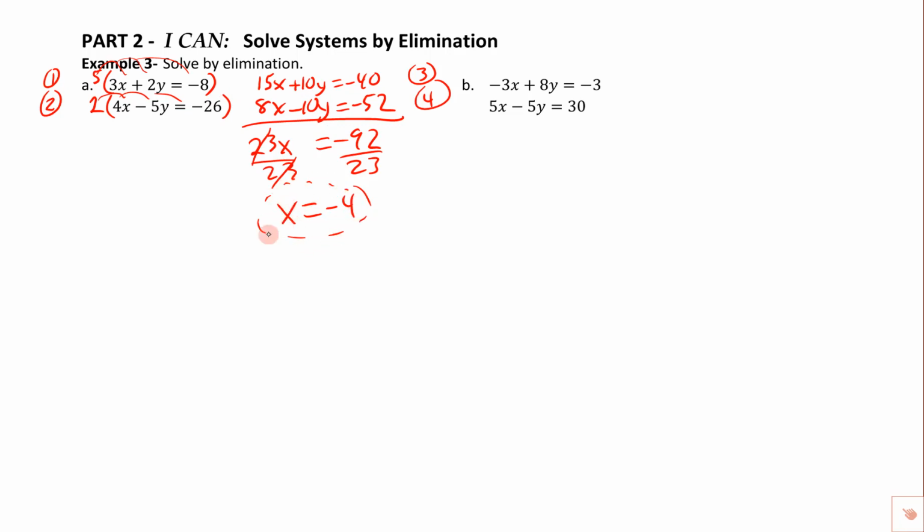It's still going to take a little more work to get the other part of the answer, to figure out what y is equal to. We could plug into equation number 3 or 4, but look how big those numbers are. That's usually going to happen. These are going to have bigger numbers than the original one.